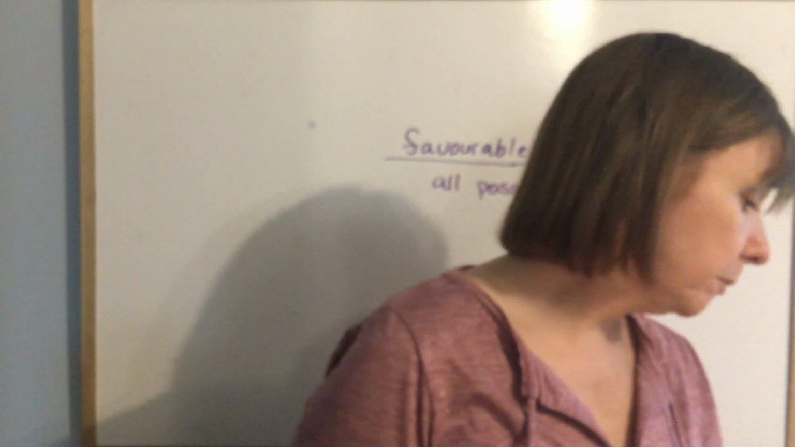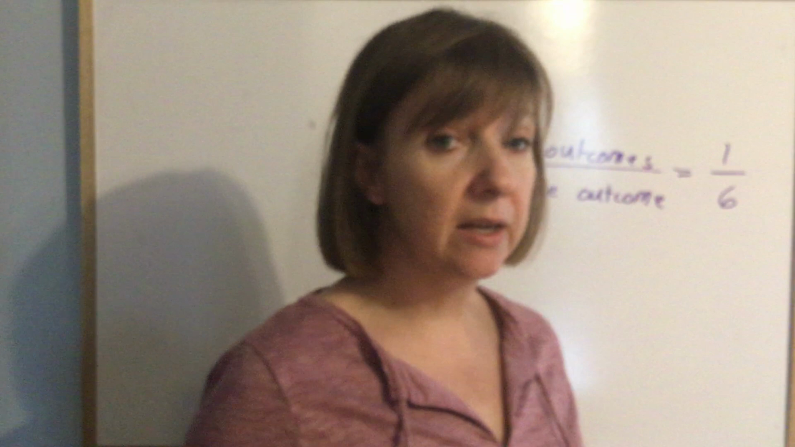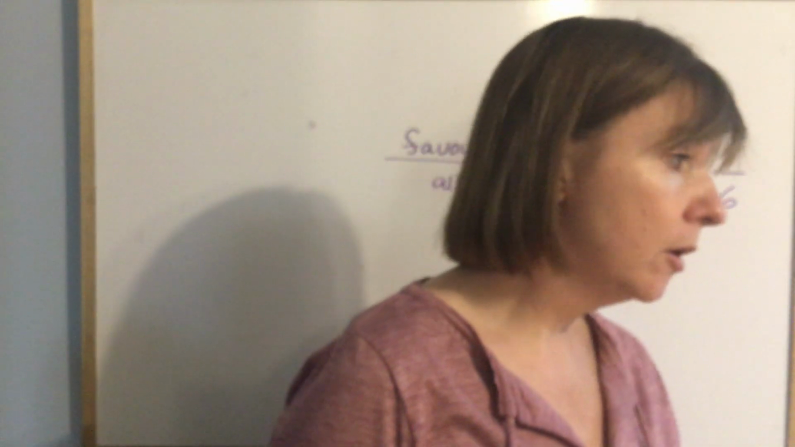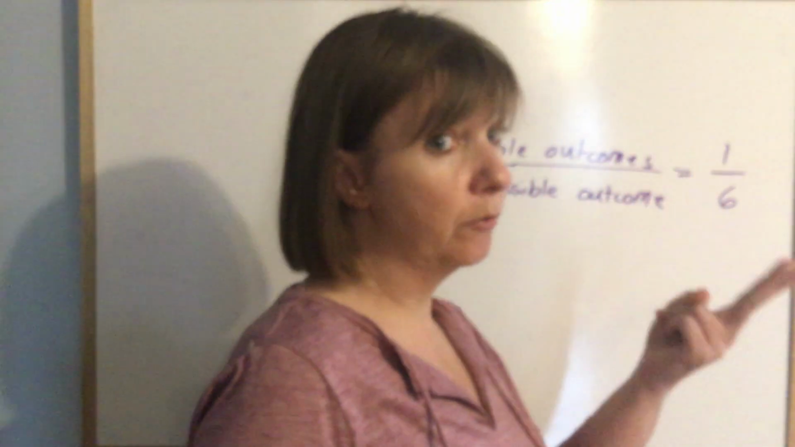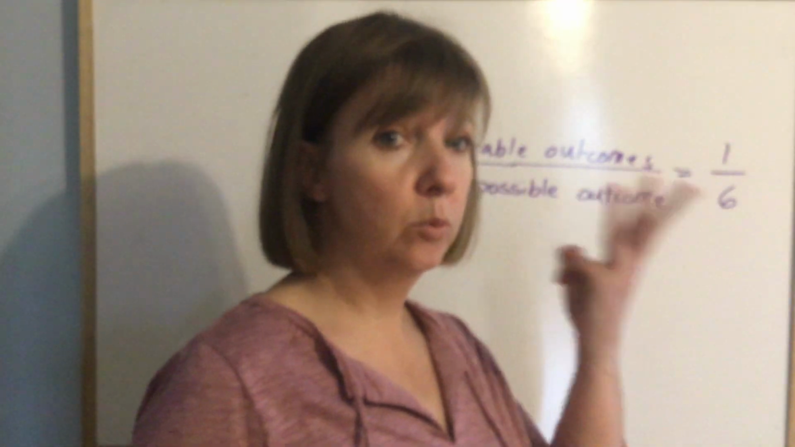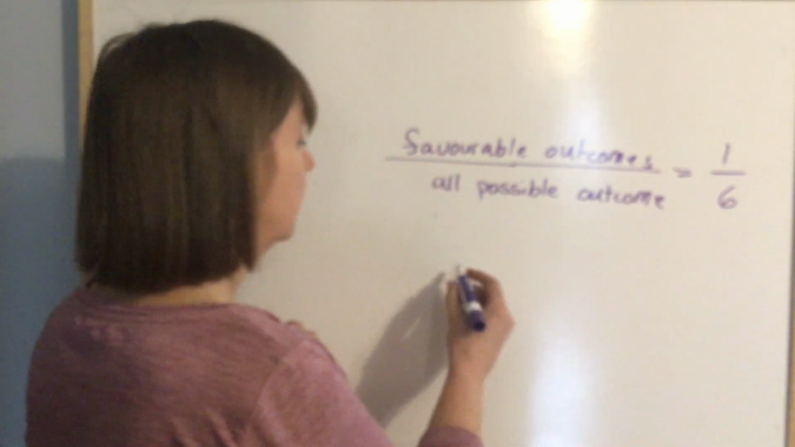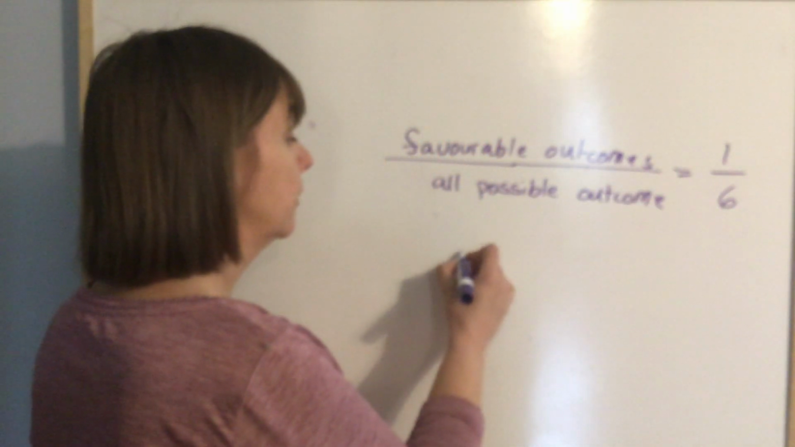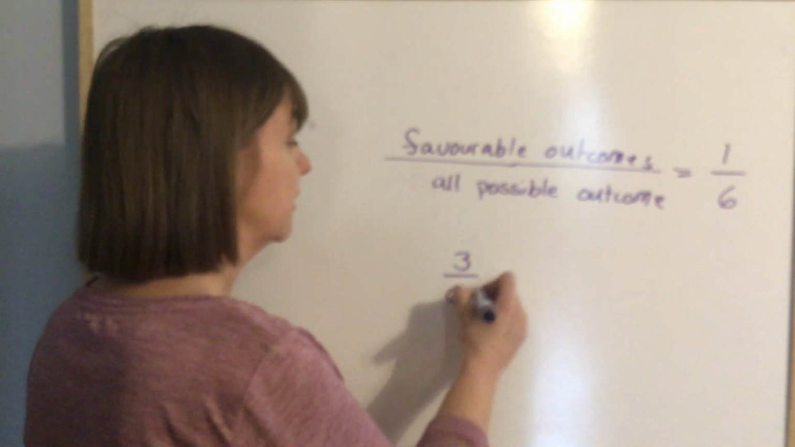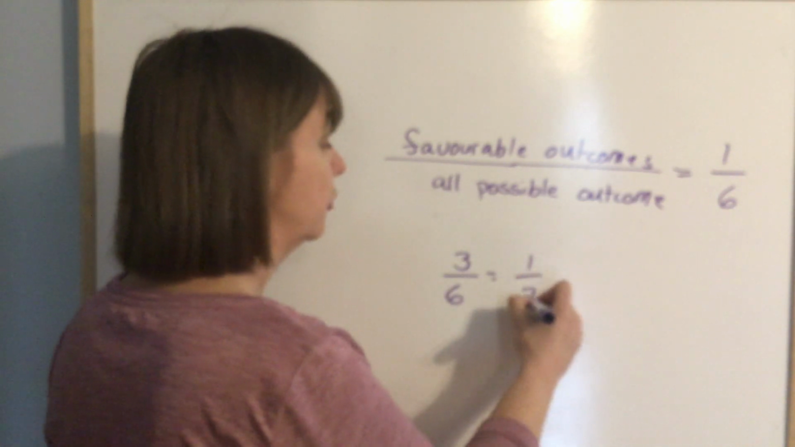So what would be the probability of rolling an even number? Well, on the die, a 2, a 4, or a 6 would be an even number. So the probability of getting an even number would be 3 out of 6, which reduces to 1/2.